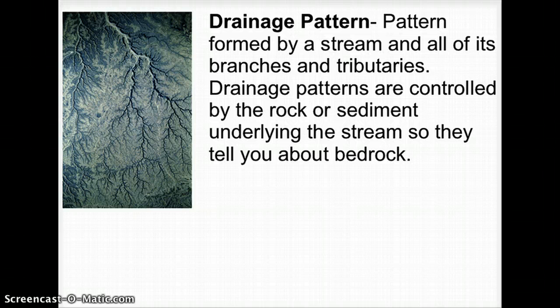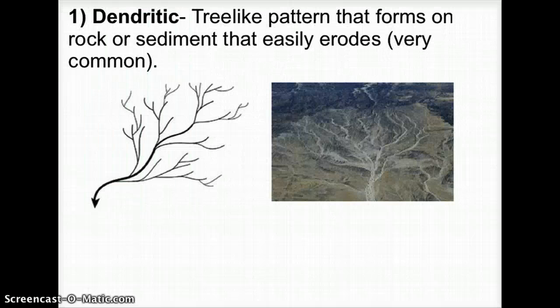On the next 3 slides, we're going to talk about different drainage patterns. Drainage patterns are simply formed by streams and all of the branches that come off. These different shapes are controlled by the rock or sediment, and it often tells you a lot about the bedrock that it's formed in. The first drainage pattern that we'll talk about is dendritic. It simply looks like a tree branch.